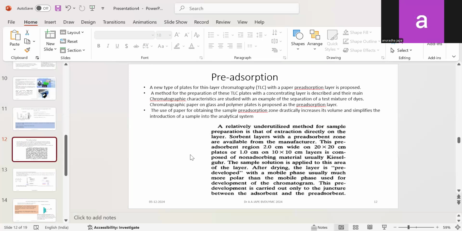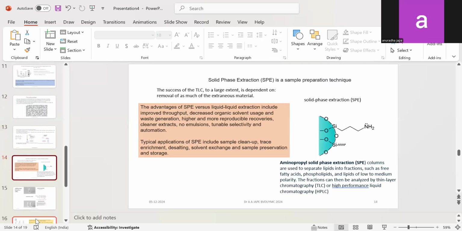So the TLC plates have an area of about 1 centimeter in a 10 by 10 layer, wherein non-adsorbing materials like kieselguhr or paper are there, onto which you are going to directly apply the sample. And these layers are the pre-adsorption layers, which work like filters to remove maximum unwanted materials, and only the analyte passes onto the TLC plate. So in place of these pre-adsorption methods, you can have layers in continuation with your TLC plate, or you can have an SPE column, right? That is solid phase extraction columns, which are used for preparation of samples.